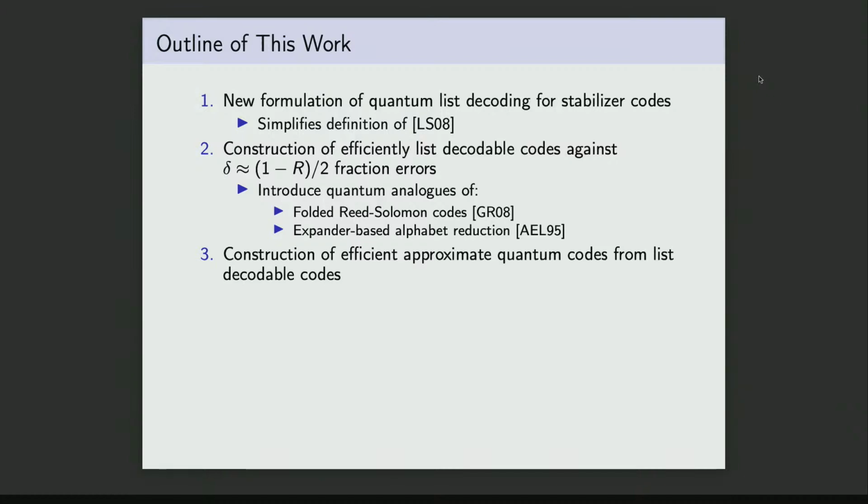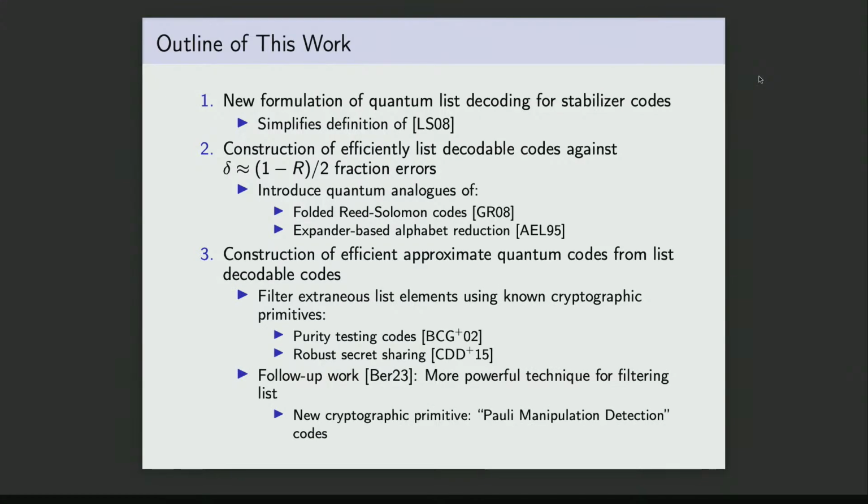So we construct CSS codes from these folded Reed-Solomon codes. And then there are some subtleties. We need to do this alphabet reduction quantumly instead of classically, but we'll see how it all carries through. And then we finally construct approximate codes from list decodable codes.